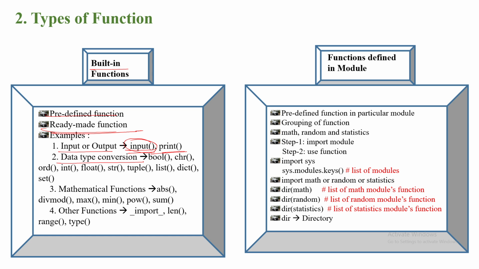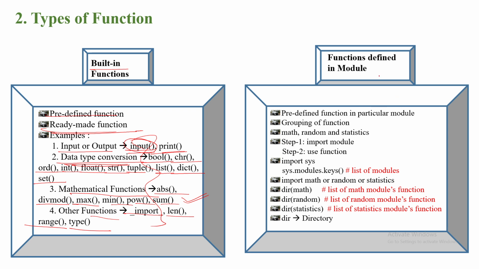For data type conversion, whenever you want to convert data, we use bool, chr, ord, int, float, str, tuple, list, dict, set. These are the data type conversion functions. Now mathematical functions: abs, absolute, divmod, max, min, pow, sum. These are also mathematical functions. Now other functions: import, len, range, type. So these are the ready-made functions. They are already available in Python's library, and from there we can use them.